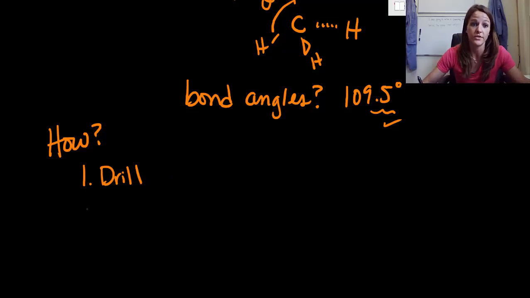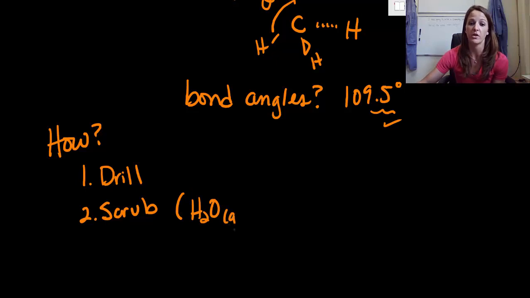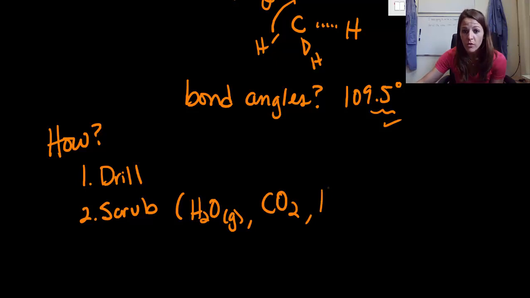Number two, and this is super important, we scrub it. So we scrub the methane to remove a number of different impurities, but there's four that I want you to be very much aware of. So we definitely are removing water vapor, so that's in the gaseous state. We are definitely removing as much carbon dioxide as possible.